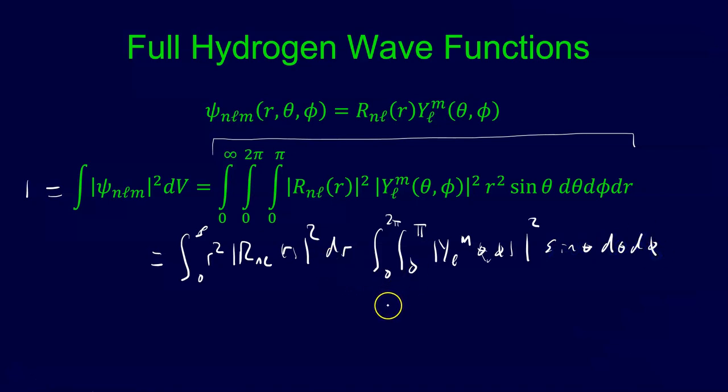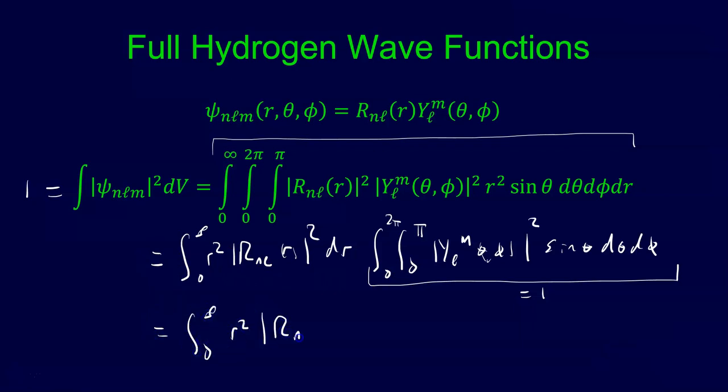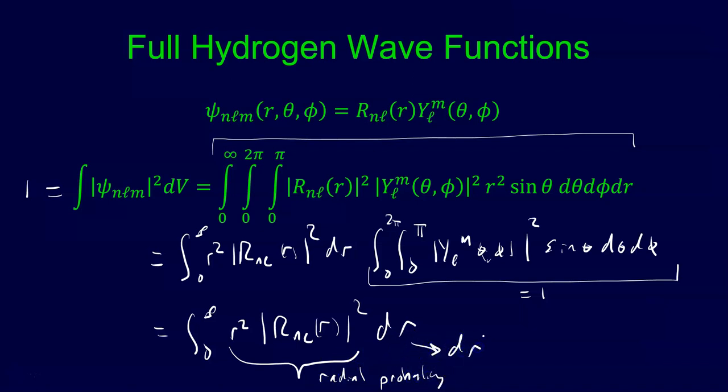Now, if you remember, we separately normalize these. So this whole function here, no matter what the Y_lm are, is normalized to be equal to 1 if we go over all space. And so if we set this up, what we can look at here is just our normalization requirement essentially for the radial part. But if we look at this together here, this is what we call the radial probability density, and then this would be our dr.